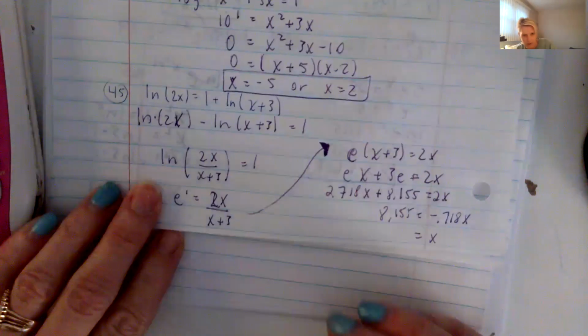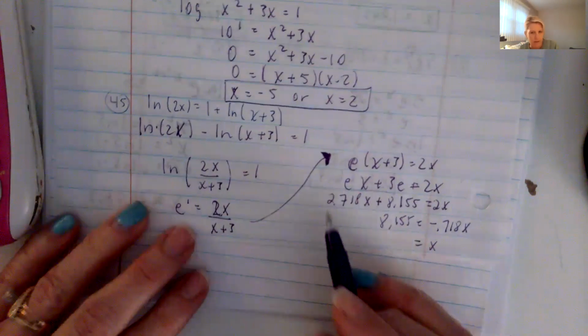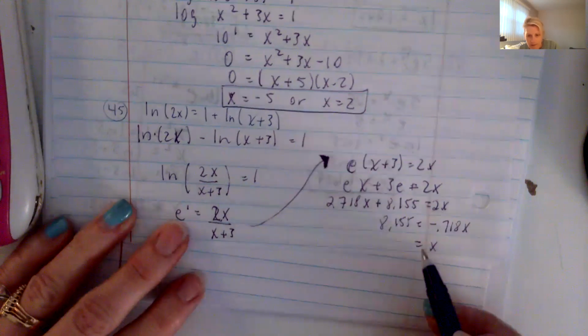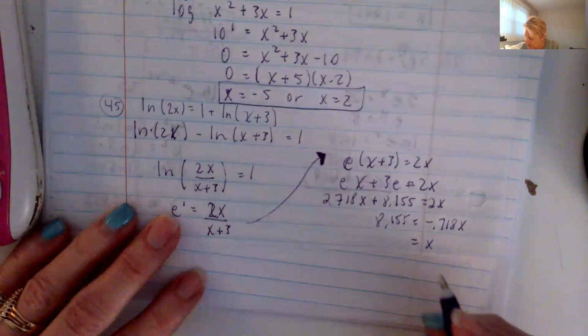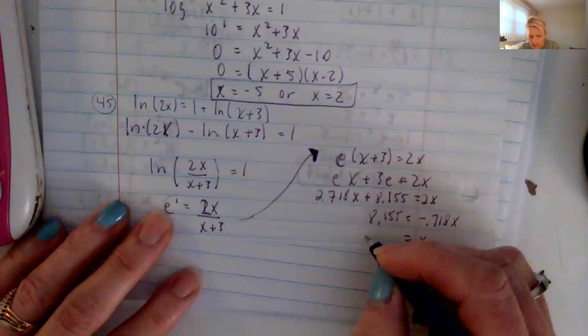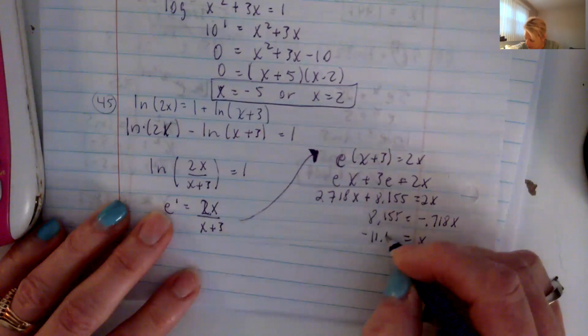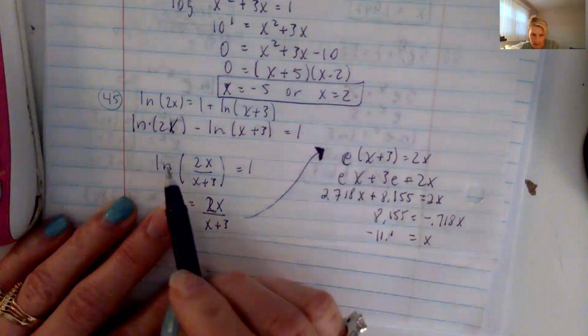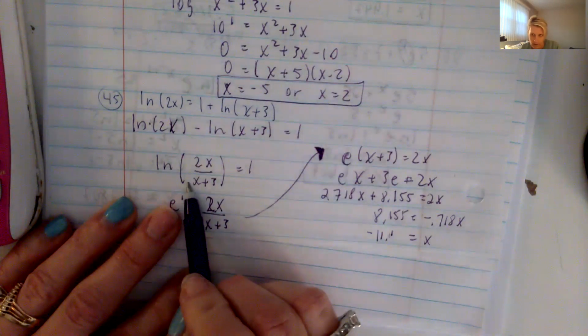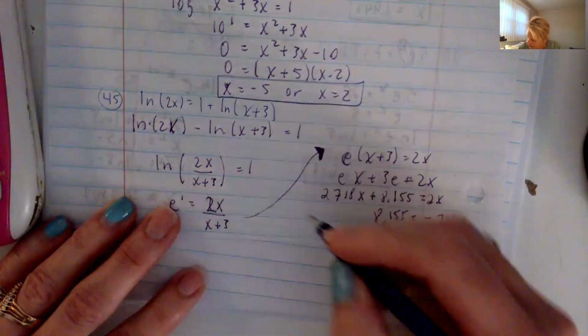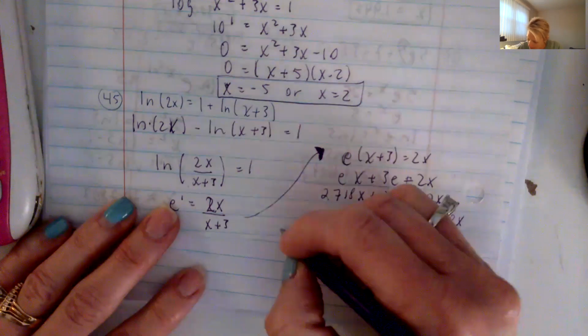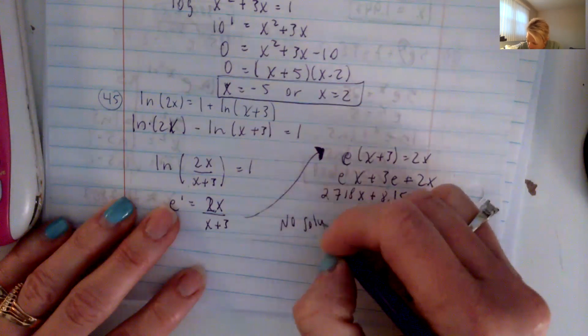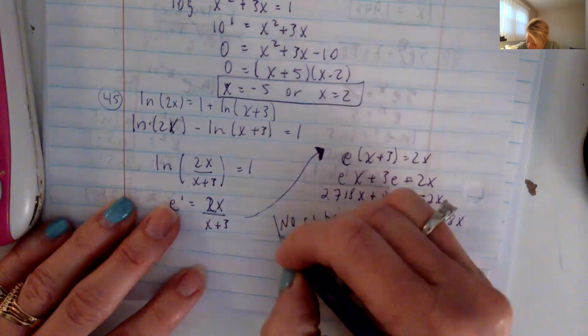Is there a solution here? This is going to come out to be a negative number, a negative 11 point something, but we can't take the natural log of a negative number. So this is not going to be a solution. We have to check that.